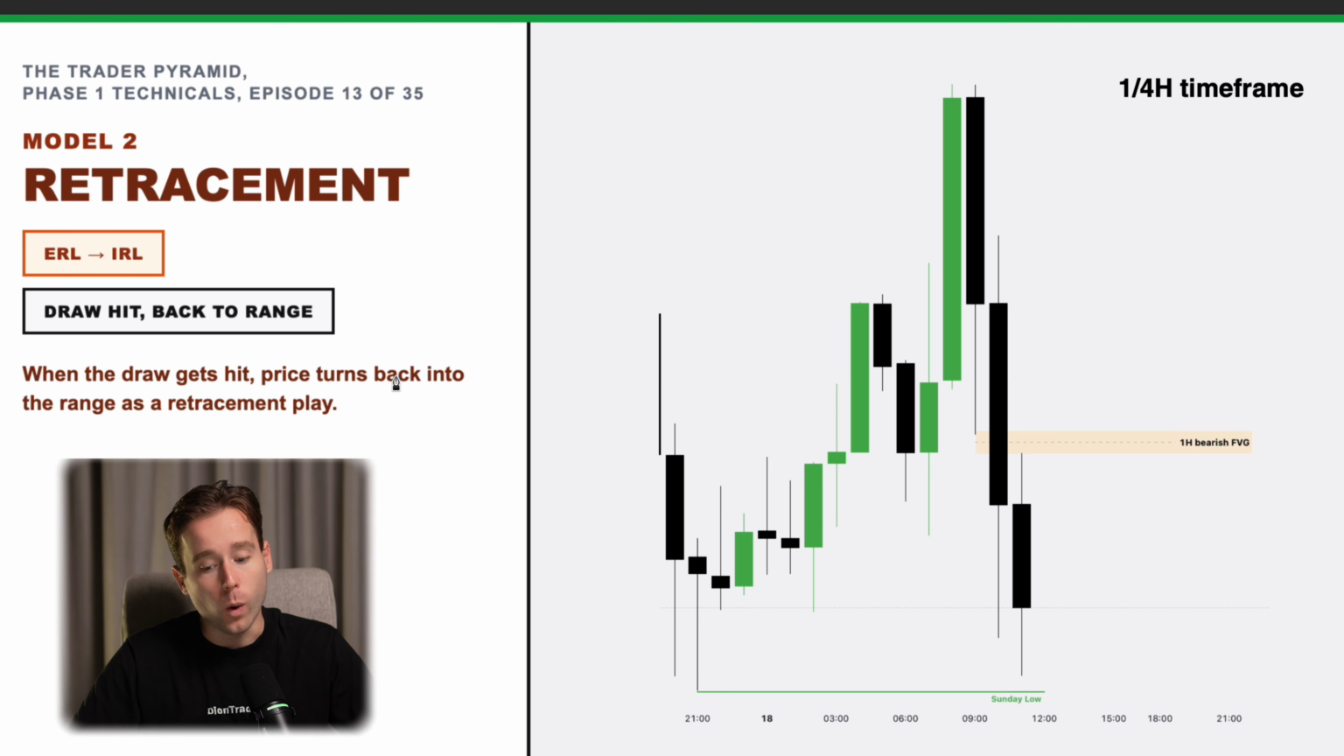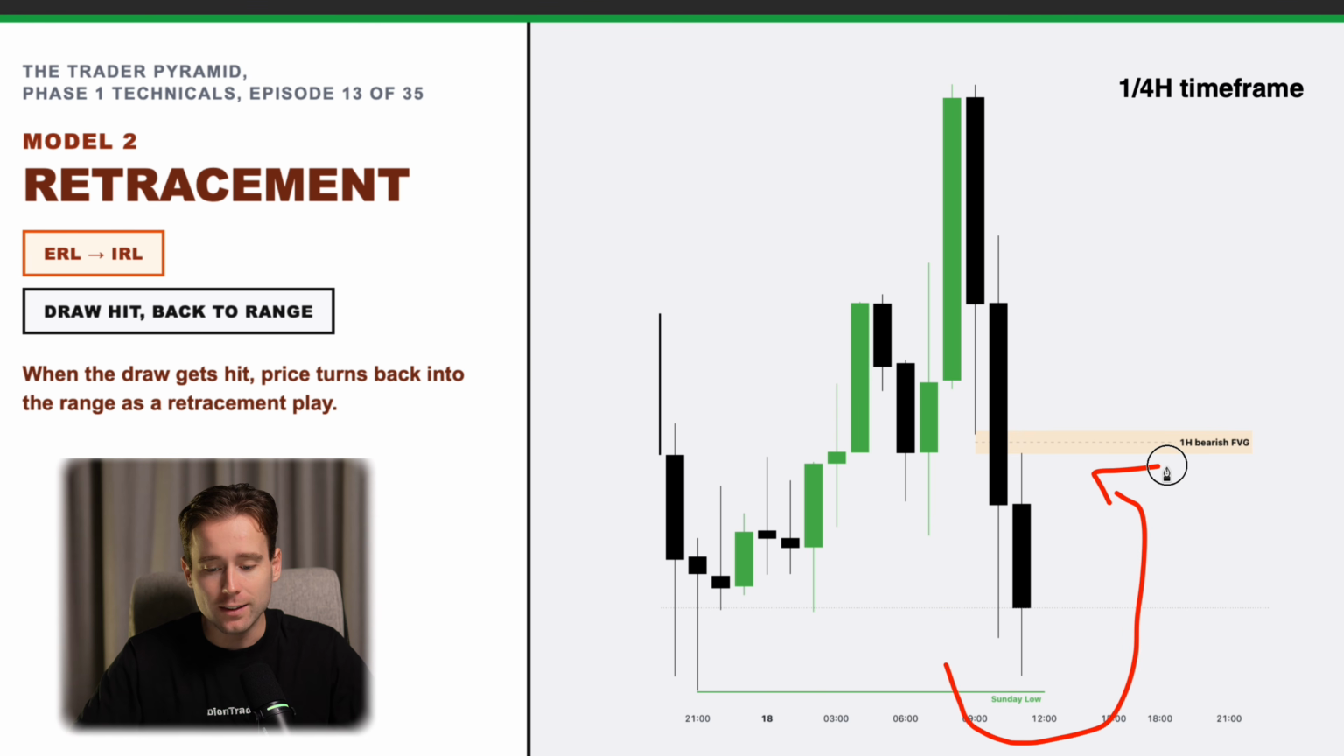If you don't know how to find your draw on liquidity, I discussed this in a previous mentorship episode, but if the draw on liquidity is hit, there is not much to do for this exact model. That's why we also need to talk about the second model, and that is the retracement model. That is when the draw on liquidity is already hit and we trade back into the range. So we go from external range liquidity to internal range liquidity.